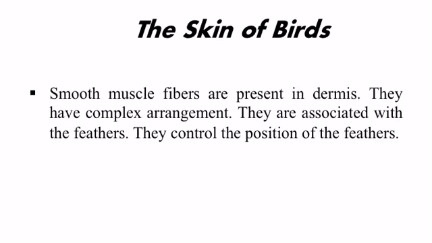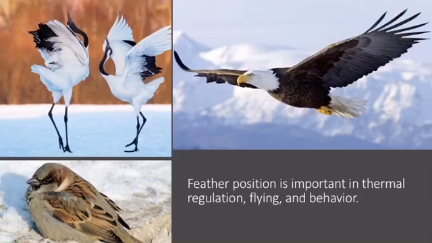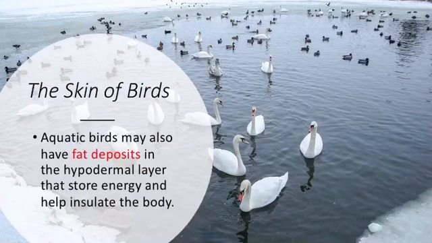Smooth muscle fibers are present in the dermis. They have a complex arrangement and are associated with the feathers. They control the position of feathers. Feather position is important in thermal regulation, in flying and in depicting various behaviors. Aquatic birds may also have fat deposits in the hypodermal layer that store energy and help insulate the body.